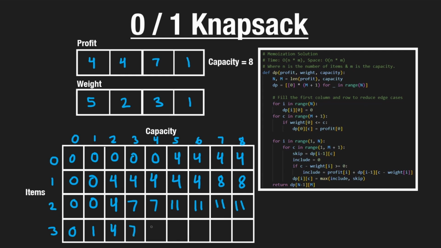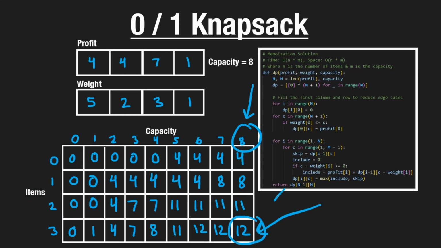I think here will be 7. Here, I think will be 8 because we can include both of these items with a weight of 4, giving us a profit of 8. This, I believe, will be 11, but when we have a capacity of 6, we can actually include all 3 of these items. That's exactly what we're going to do. We're going to have a profit of 12, and basically what the last position in the grid will represent is using all of these items and a capacity of 8, so we have the max allowed capacity, and we have access to all the items. What's the max profit you can get?